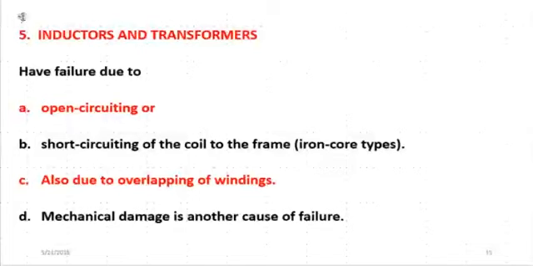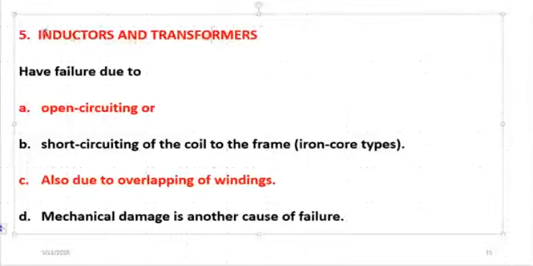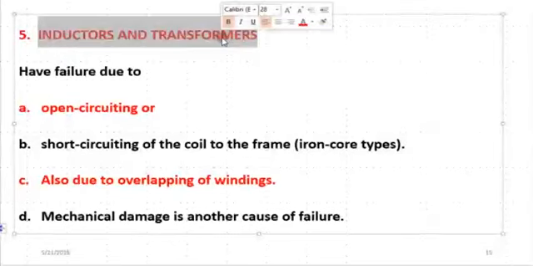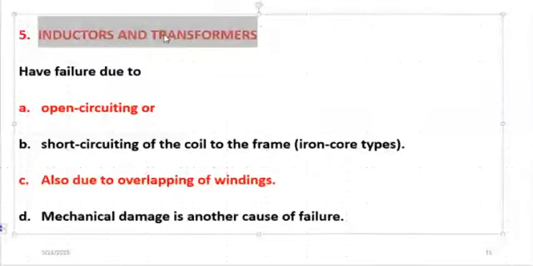The component number 5 is inductors and the transformers. We place them into one because the inductors and the transformers operate on one principle, that is the principle of electromagnetic induction. Their failure can be due to open circuiting. It can be due to short circuiting of the coil. That is, if one turn of the wire comes in contact with the frame, that is the core of the transformer or the core of the inductor, that is a failure.